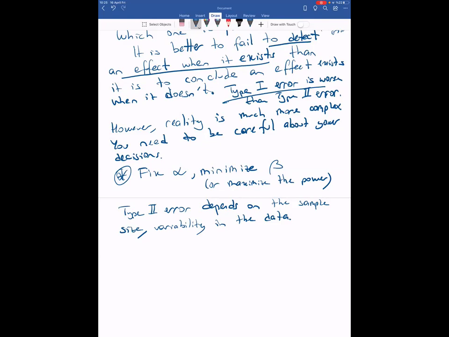So increasing the alpha level, increasing the sample size, and checking the variability of the data, or getting homogeneous samples, maybe applying stratification in your cases to reduce the variability, might be important things.